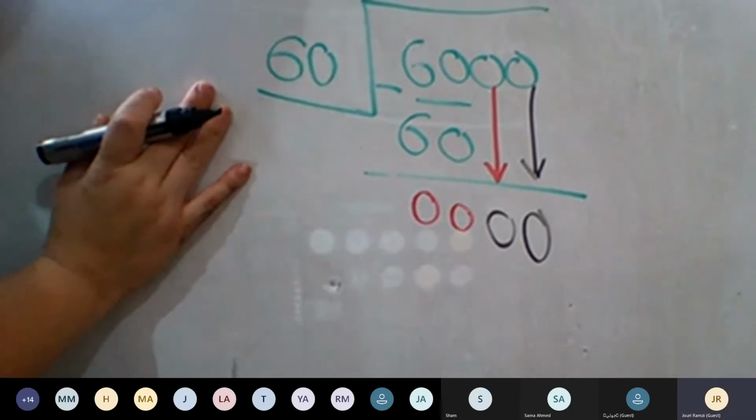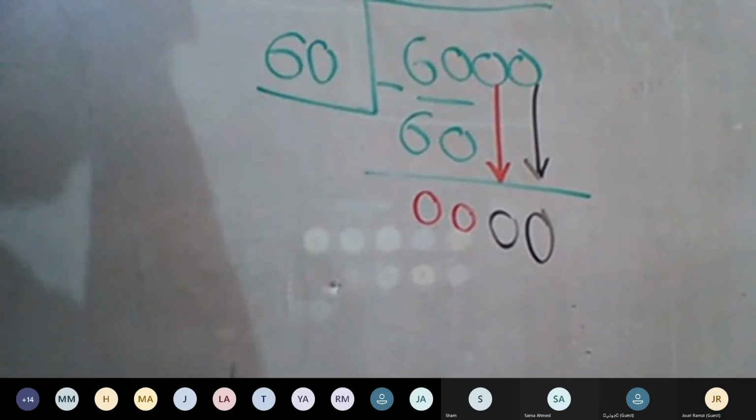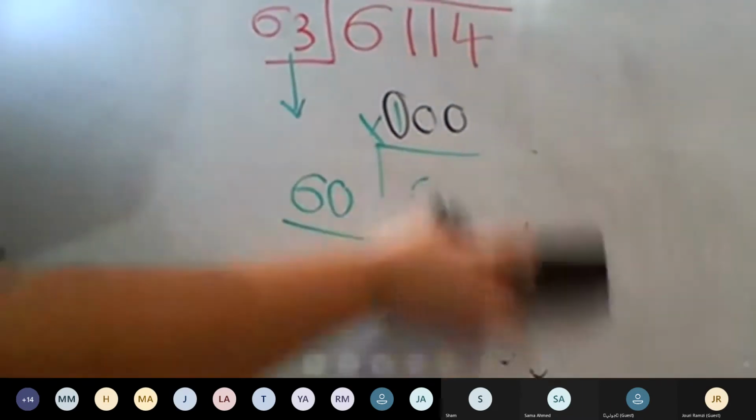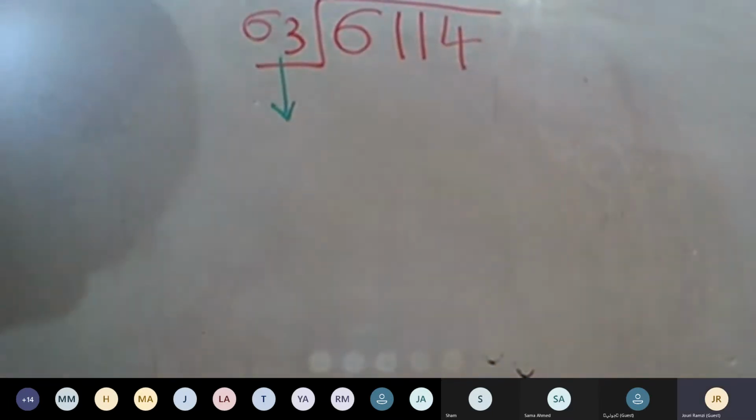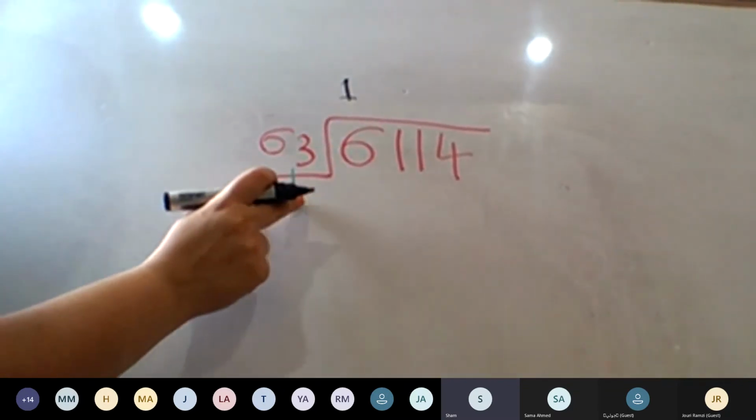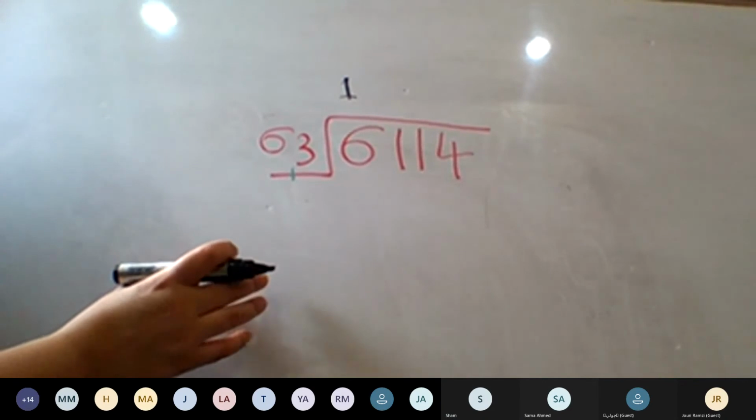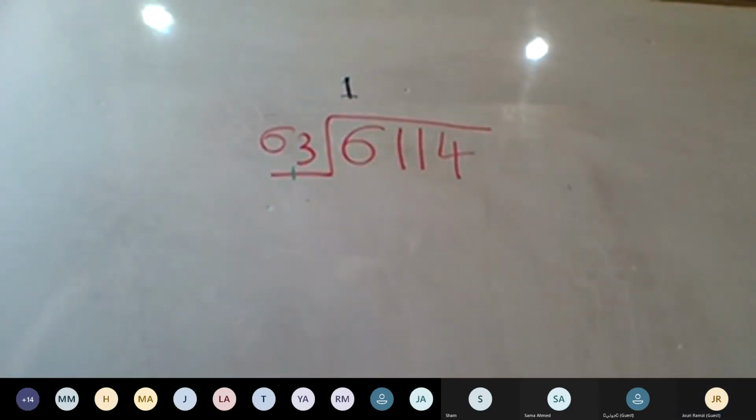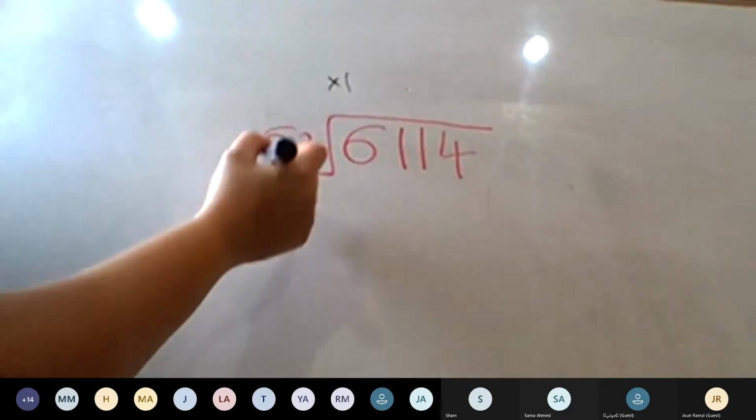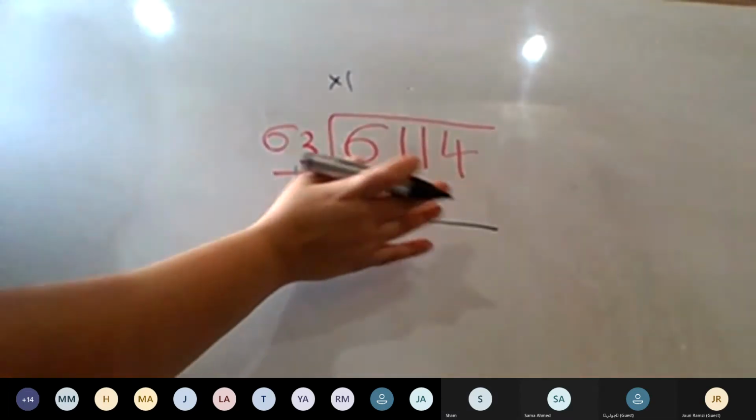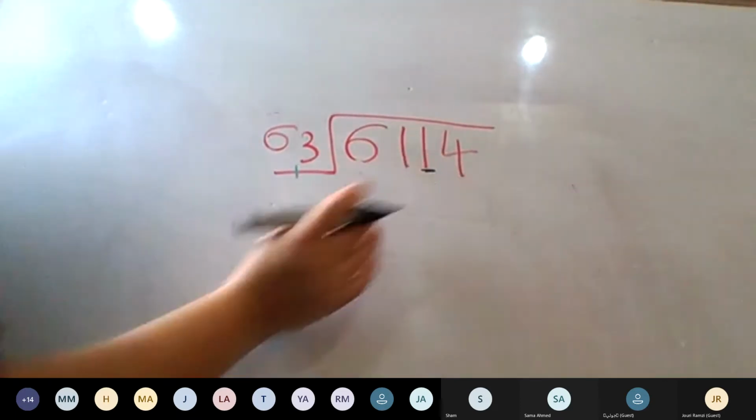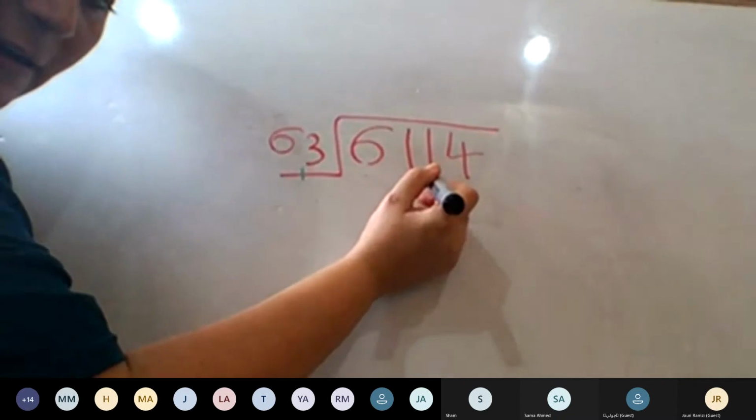Got it now? So what is my first digit? It's 1. I will write 1 up in my original question. But 63 is bigger than 61, so what do I have to do? I have 614 divided by 63. 1 is not working, because 1 times 63 is greater than 61, so it cannot work. So I have now to use this one here. I want to divide 611 by 63.